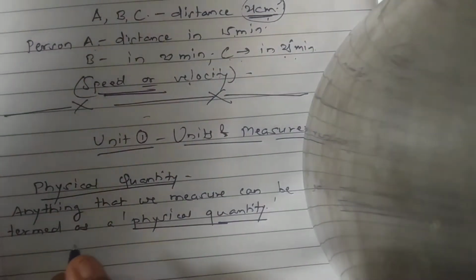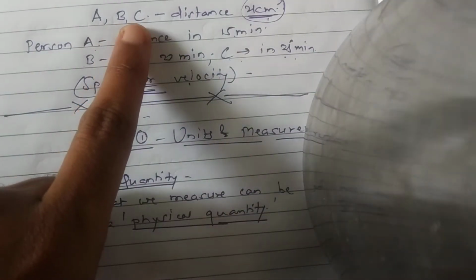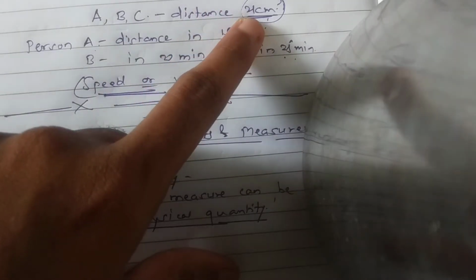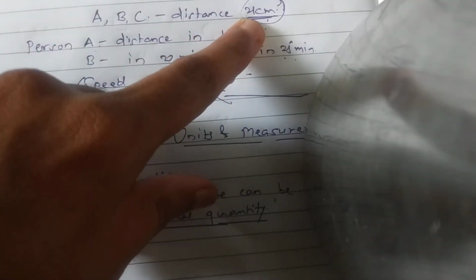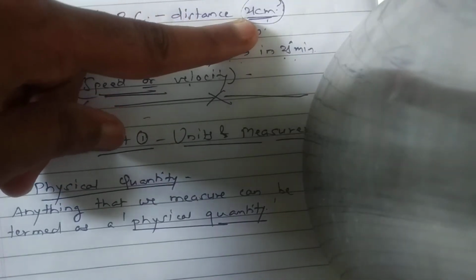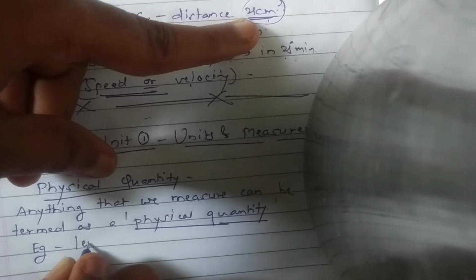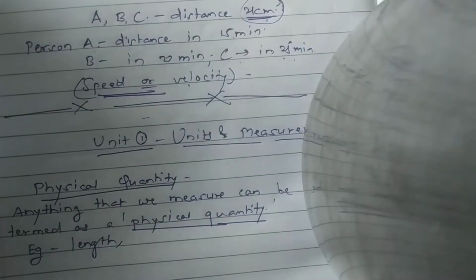Say, now suppose the example that I've given you just now, say A, B, C are the 3 persons who are made to cover a distance of 2 kilometers. So here the 2 kilometers is basically the distance, or it is the length. So it is a physical quantity. Okay. So you can give any number of examples, like say length. In this particular case, it is the length, right?